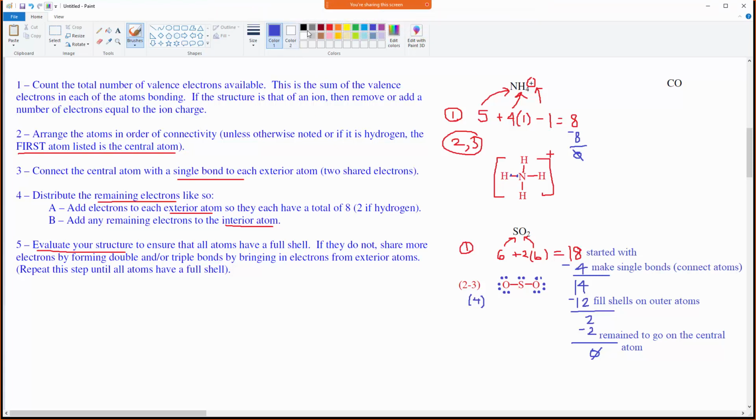So this is where we say, oh man, if they do not have a full shell, I need to share more electrons by forming double and or triple bonds. And I'm going to do that by bringing electrons from exterior atoms. So what I'm going to do is take 2 of these electrons on one of the oxygen atoms. It doesn't matter which oxygen atom, but I can't take, say, 1 from each. I need 2 from 1. So I'm going to take these 2 electrons from that oxygen atom, and I'm going to move them to the space in between the 2 atoms. I'm going to move them right there.